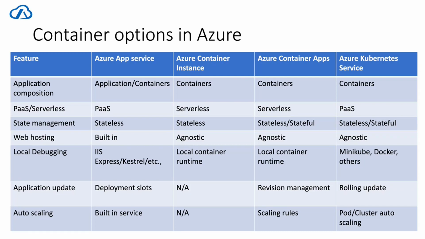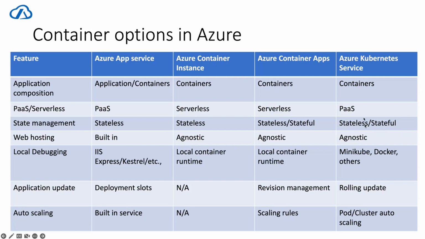That means it will first create a new instance for 3 containers, and then once those 3 are available, is when it will start tearing down the next 2 containers, and then it will start bringing another 2 containers. That's what is called a rolling update in Kubernetes. And auto scaling for Azure App Service, we have built-in service for it. And container instance, there's nothing. And Azure Container Apps, you define something called scaling rules.